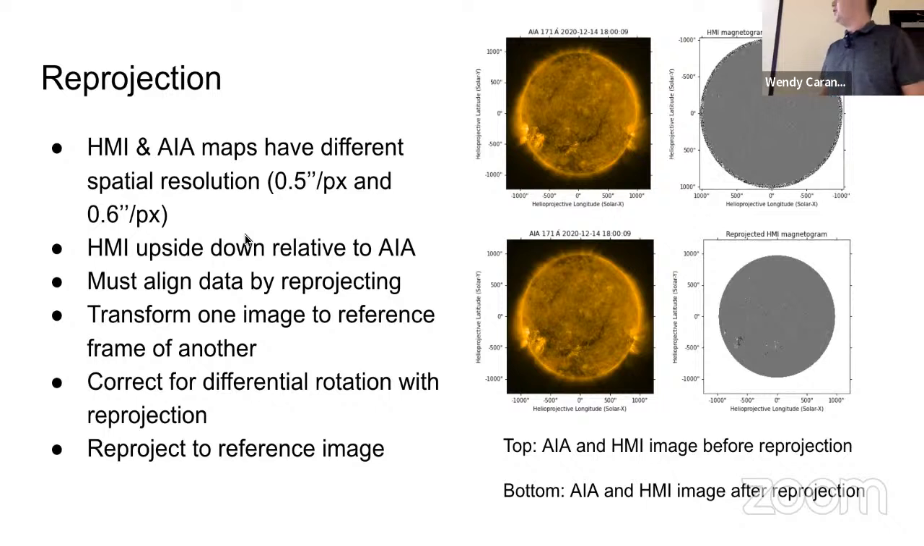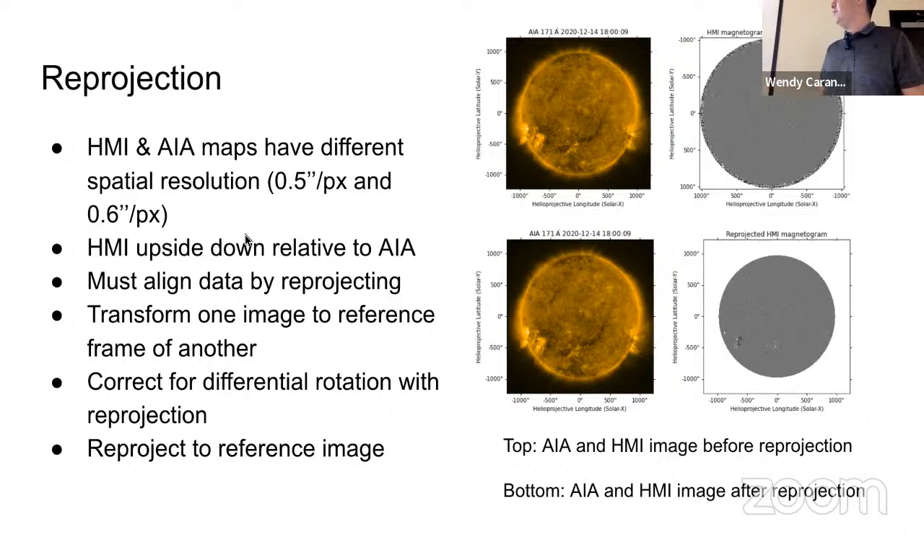So when we're trying to make an animation of this region, we want to align the data, and we have to do this by reprojecting. Reprojecting is essentially transforming each pixel in the HMI image to the reference frame of, in this case, the 171 angstrom image. When you do this, you end up getting an HMI image that has the same size and orientation as the 171 image.